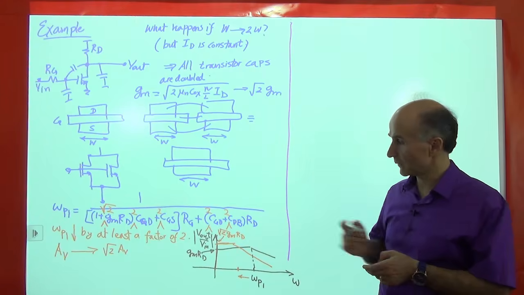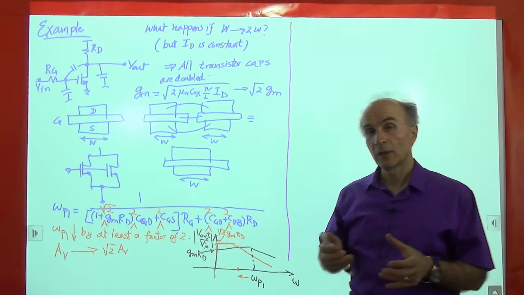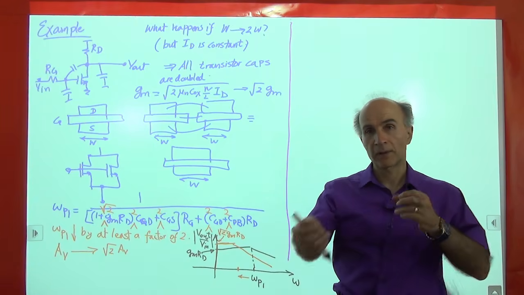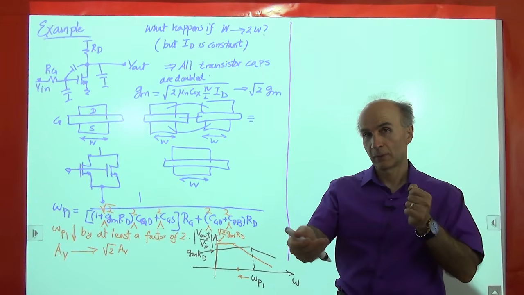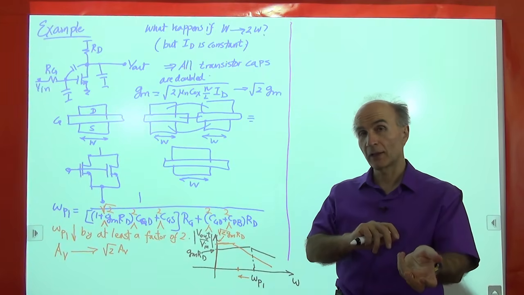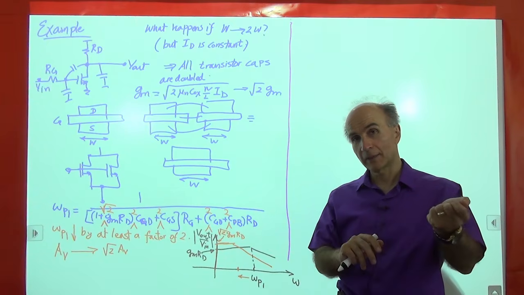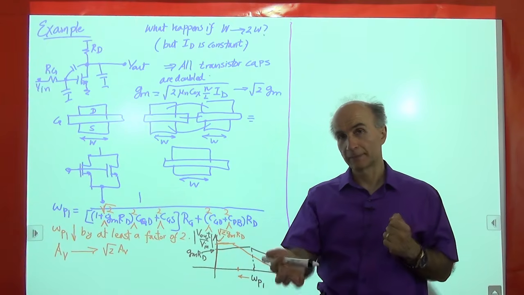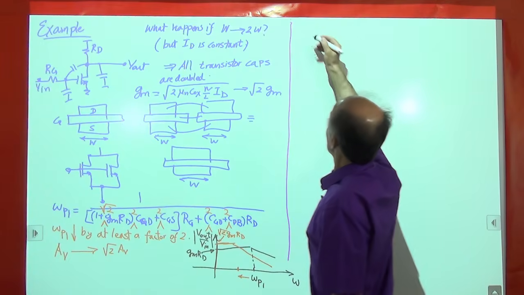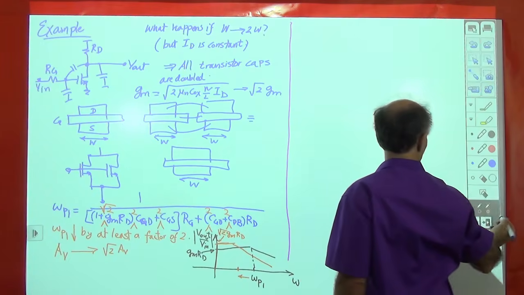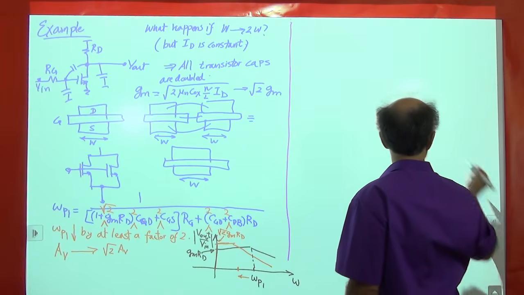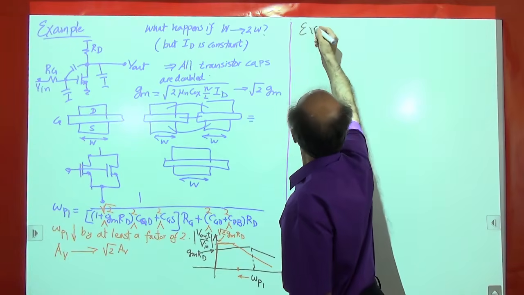All right, so that's a good example of how we have to play with bandwidth and gain of the circuit. And we will see that there is always a trade-off between how much gain we can get and how much bandwidth we can get. So in fact, that brings me to the next example, which elucidates this point even better. So let's look at that.